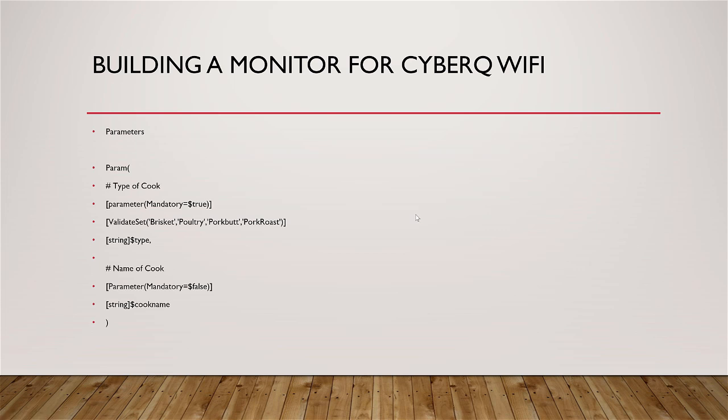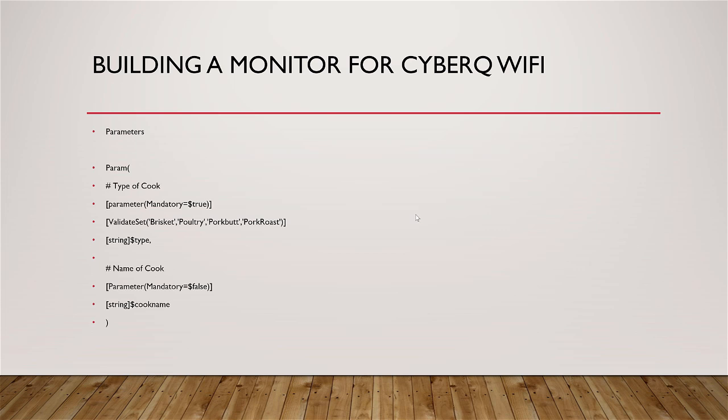Next, as I mentioned before, I'm using the CyberQ Wi-Fi as my IoT device, and I've built a small parameterized script that allows me to query the web service on the CyberQ Wi-Fi. I have my parameters, which are my type of cook, where I specify briskets, poultry, pork butt, and pork roast, and I also have the ability to name my cook.